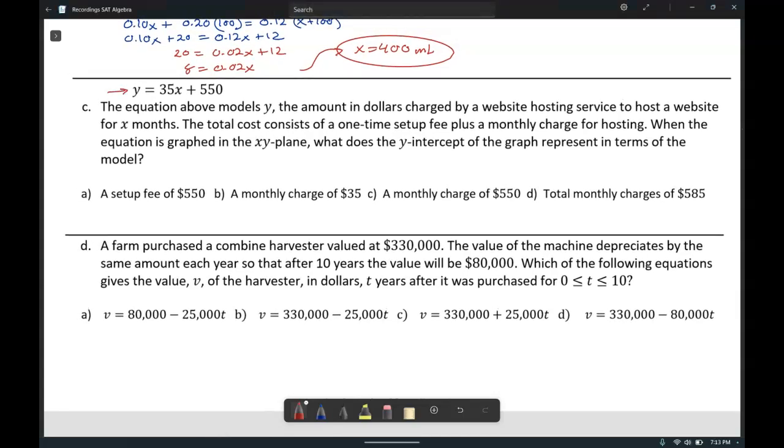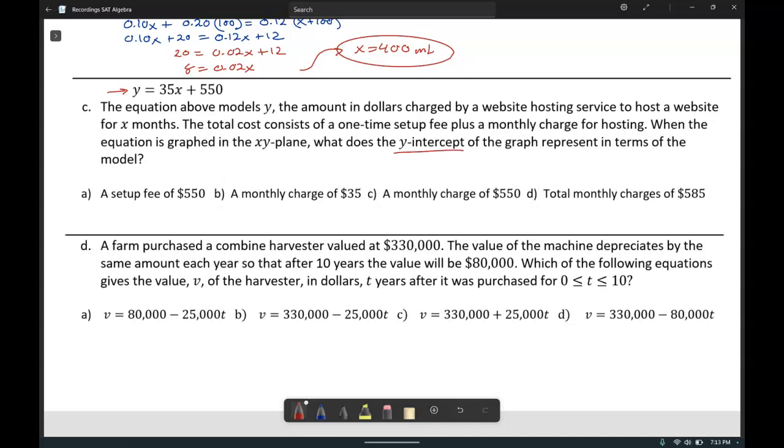So again, we're given another equation. The equation above models Y, the amount in dollars charged by a website hosting service to host a website for X months. The total cost consists of a one-time setup fee plus a monthly charge for hosting. When the equation is graphed in the XY plane, what does the y-intercept of the graph represent? So we're solving for the y-intercept, and they want to know, what is the context?